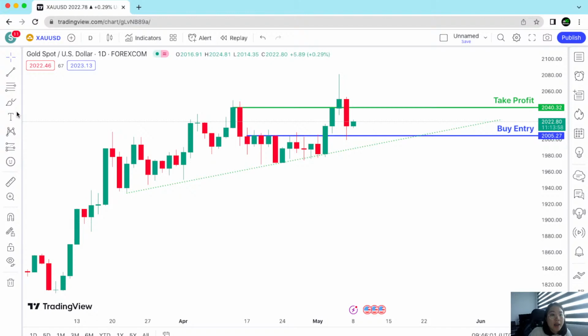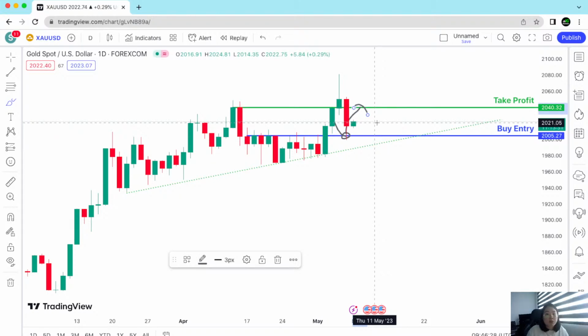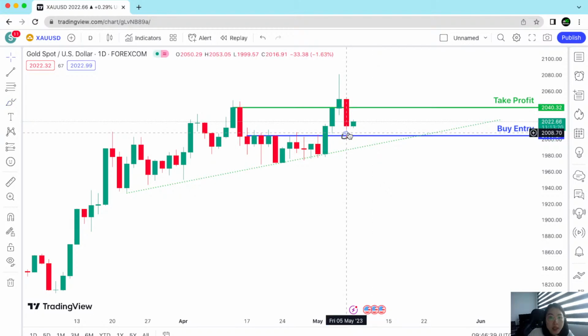For those who joined my Bahasa webinar last Wednesday, you would have caught this buy entry here at 2004. And now you would be at like 200 pips of profit. But for those who didn't join the Bahasa webinar, because obviously it's not in English, let's try to look for another entry for a buy. I am still biased that gold is a buy. Let me run you through my train of thoughts of why I think gold is a buy.